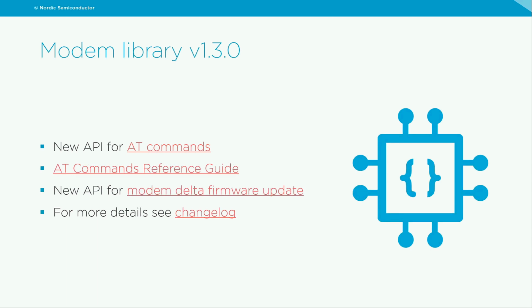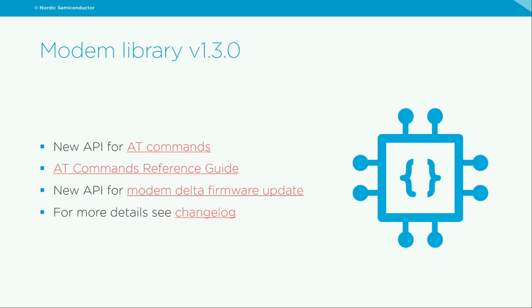So the modem library basically supports delta updates of the modem firmware. Delta update is an update that requires downloading only parts of the modem firmware that have changed. So instead of downloading the whole firmware, you can now only download a part of it. Such updates will save significant amount of time and bandwidth.